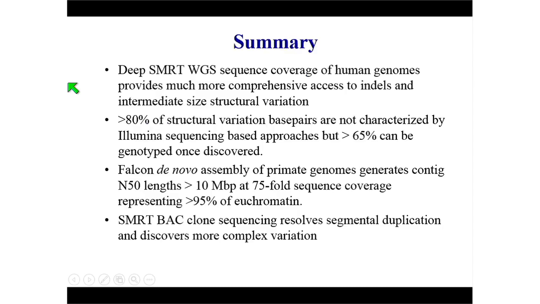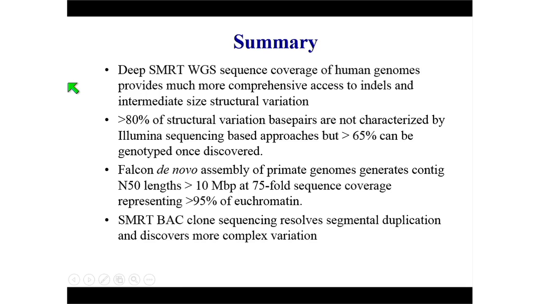All right, so in summary, I've given you an introduction to PacBio sequencing technologies, some of their strengths and weaknesses. Deep, smart, whole genome shotgun sequencing provides much more comprehensive access to indels and intermediate size structural variation, particularly below 20 kilobases and all the way down to 2 base pairs in size. In fact, I would argue it's the first time we actually begin to see the full spectrum of that type of variation.